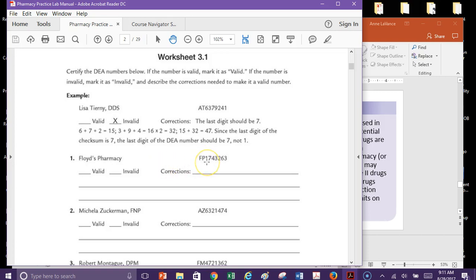So I'm going to help you with the first one. So Floyd's Pharmacy, F is okay because it's a pharmacy, A, B, F for primary. It should, however, have F as its second letter because it's Floyd's Pharmacy. So the P is incorrect. Now, go ahead and validate the number. I'm not going to take you through that part. You check that part. But that's what you need to look at as you're going through all 10 of these.